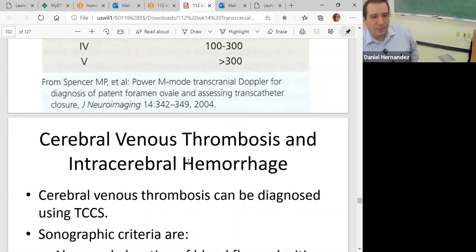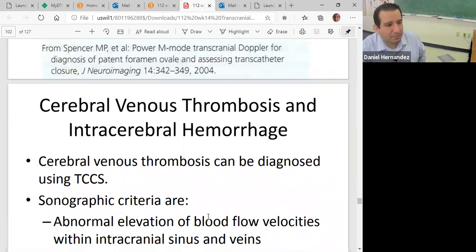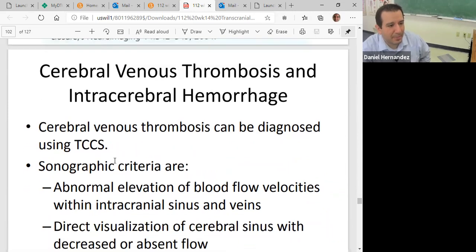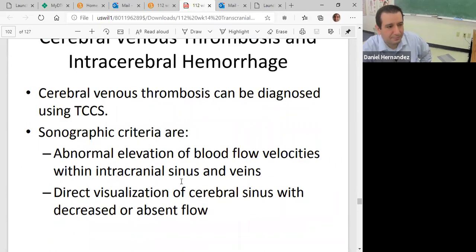So, cerebral venous thrombosis and intracerebral hemorrhage. Cerebral venous thrombosis can be diagnosed using our TCCS. Some of the sonographic criteria are abnormal elevation of blood flow velocities within the intracranial sinuses and veins, and also direct visualization of sinuses with decreased or absent flow.